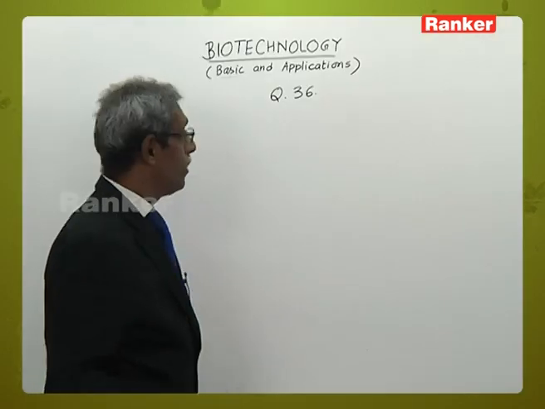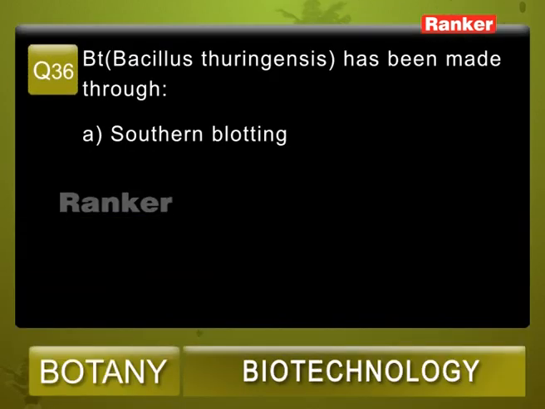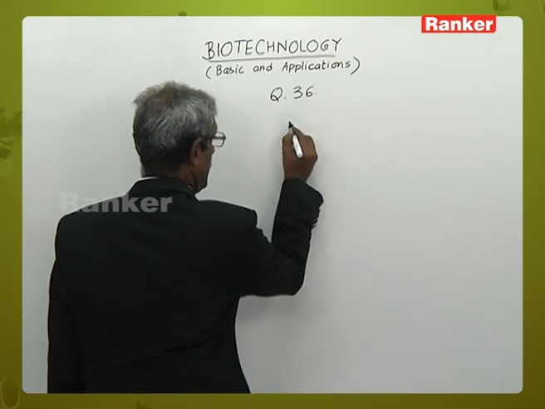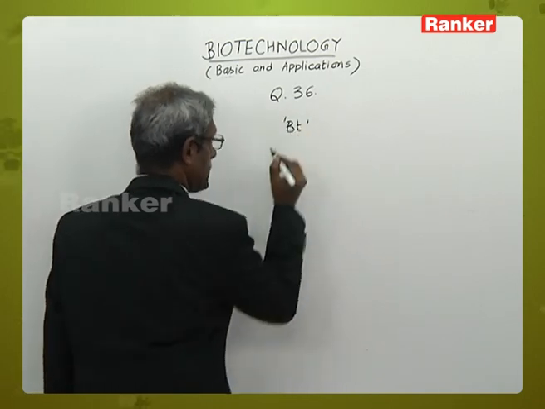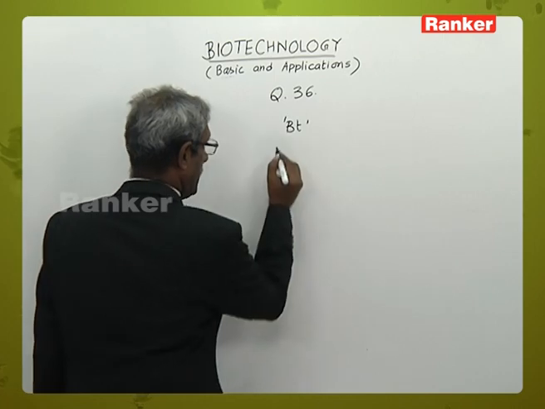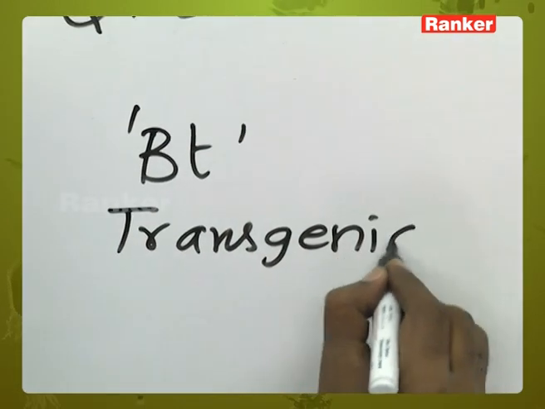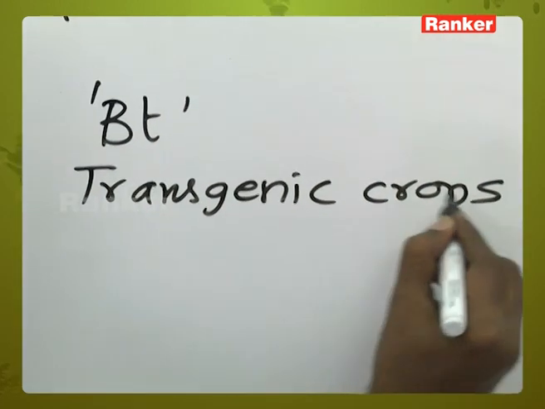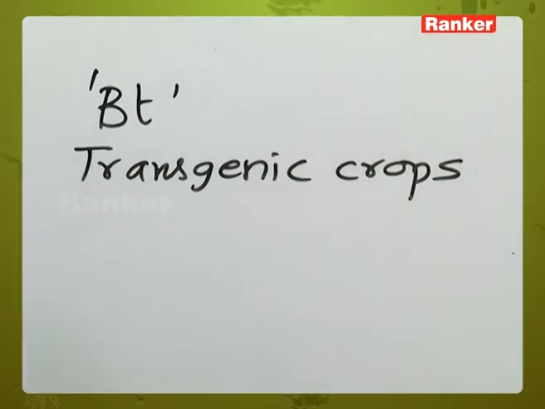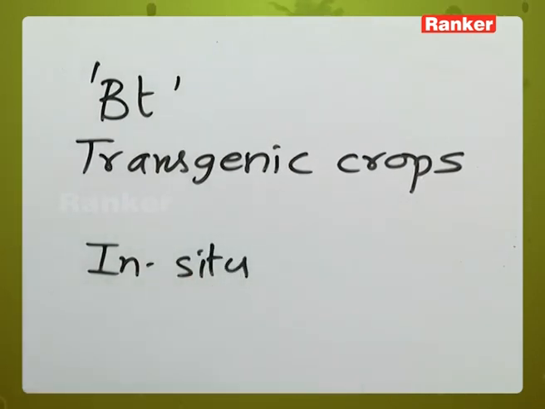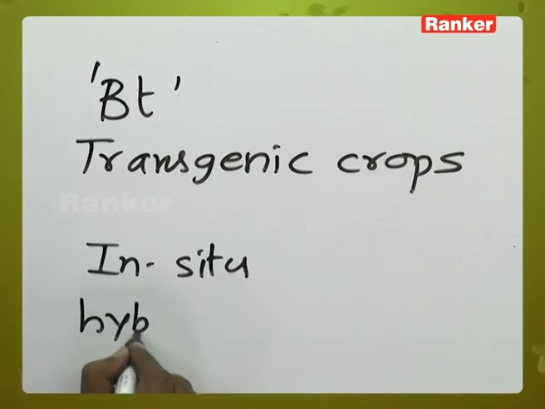Next, we go to question number 36. BT or Bacillus thuringiensis has been made through southern blotting, western blotting, cloning, or in situ hybridization. Now, whenever you develop BT cotton, the Bacillus thuringiensis variety, these are all examples of transgenic crops. In a transgenic crop, there is always hybridization in situ, in the living state.